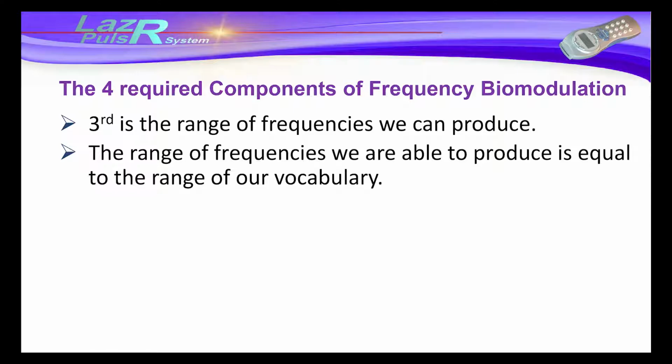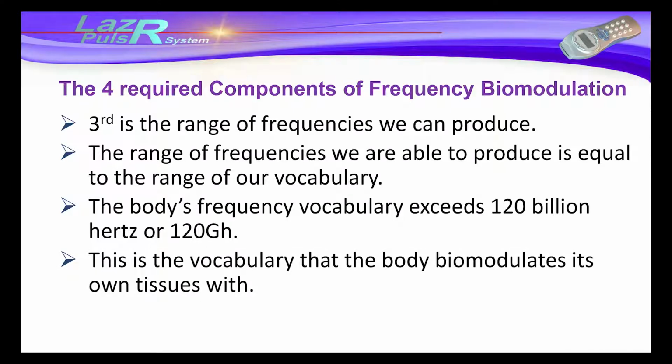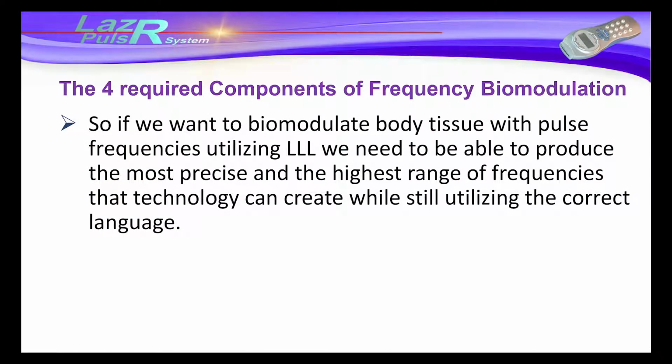It is very possible to verbally communicate with a 1-year-old child, but if you want to discuss highly technical information, you need the vocabulary of a highly educated adult. The body's frequency vocabulary extends to over 120 billion hertz, or 120 gigahertz. This is the vocabulary that the body biomodulates its own tissues with. So if we want to biomodulate body tissue with pulse frequencies utilizing low-level laser, we need to be able to produce the most precise and the highest range of frequencies that technology can create while still utilizing the correct language.